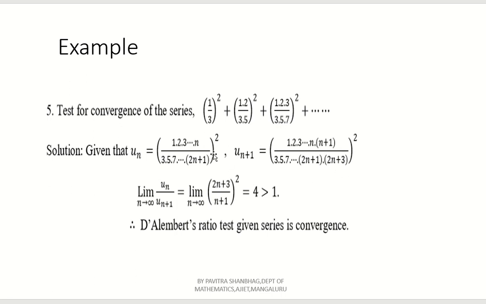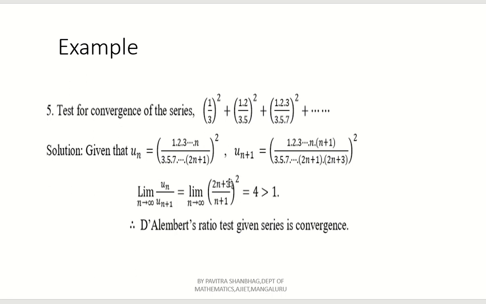Now compute the ratio. We will get what? The terms up to the nth square term get cancelled, and here also this term gets cancelled. What remains here? n plus 1 whole square, here 2n plus 3 whole square. So we are taking un by un plus 1, so it will become limit n tends to infinity 2n plus 3 whole square divided by n plus 1 whole square.